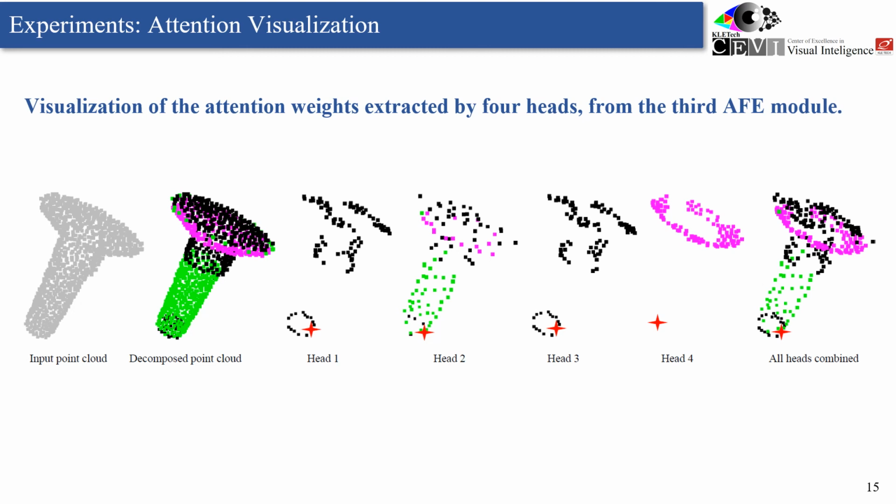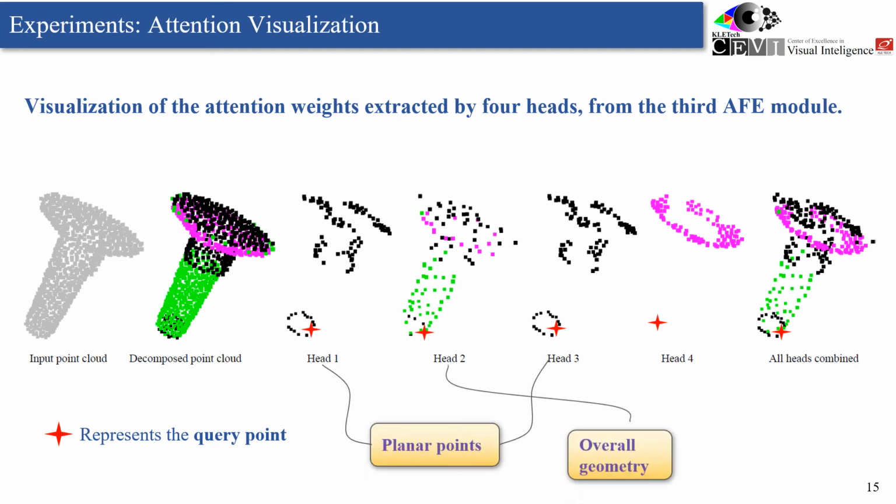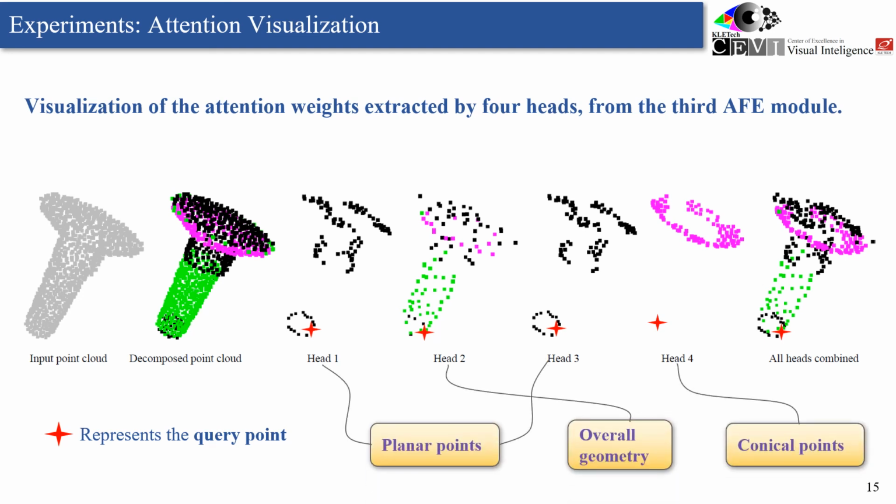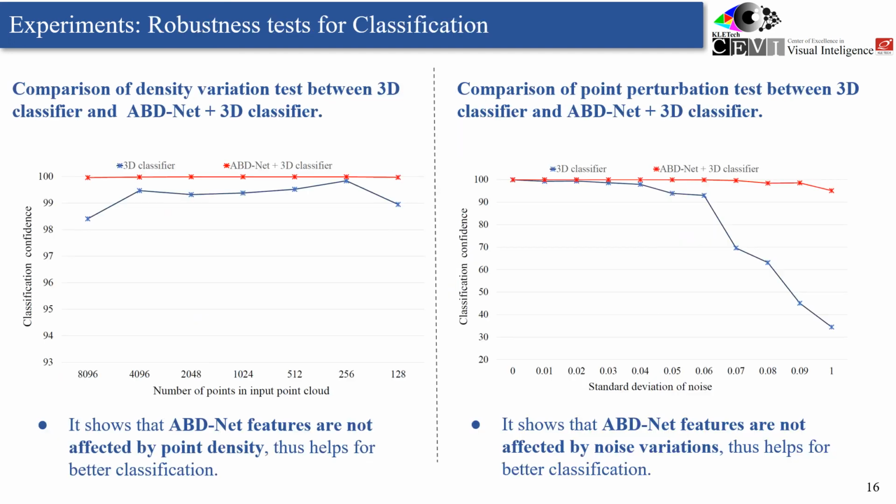To get a better understanding of the attention weights, we perform attention visualization. We extract the top 100 points which the model tends to give maximum attention while encoding a query point. We observe that each head of the AFE models some kind of importance relationship. To analyze the classification performance with and without ABD-Net, we perform a robustness test with varying point densities and noise variations. In both cases, the classifier with ABD-Net achieves excellent performance by maintaining classification confidence above 95% in each setting. This shows that the features extracted by ABD-Net are well suited for 3D classification tasks.